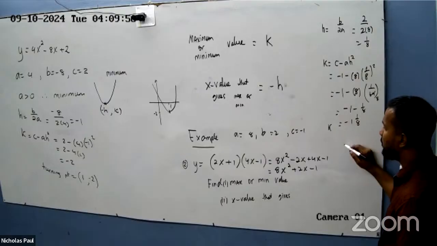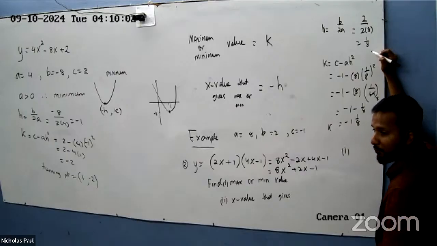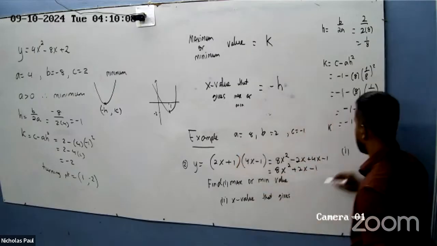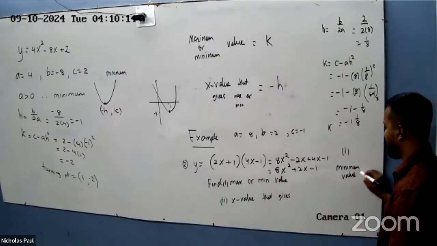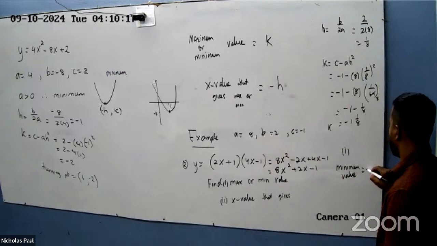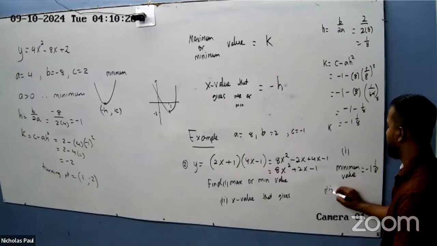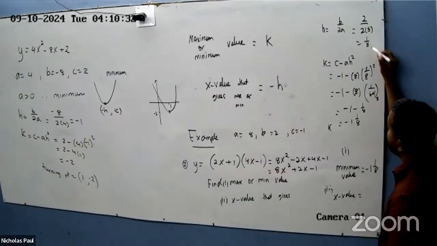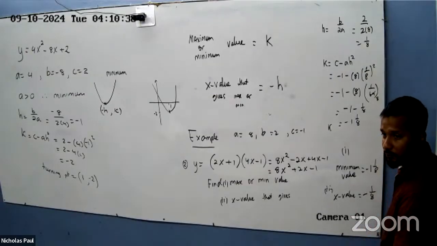Now, first part, is it a maximum or a minimum? What's the A value? More than 0, less than 0? More than, so it's a min. So therefore, part 1, the minimum value is minus 1 and 1/8. And part 2, the x value is what? The x value is minus h. That's minus 1/8. That's okay?